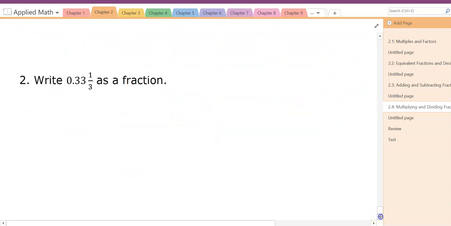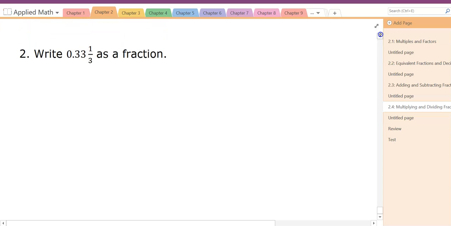Okay, last thing here, we have this decimal, we have 0.33 1/3, and they want us to write it as a fraction. 1/3. So we need to write the 0.33 piece, like we have to figure out how do we write that as a fraction. So what place is like the second 3 sitting in? The hundredths place. So we're going to take 33 and a third and divide that by 100.